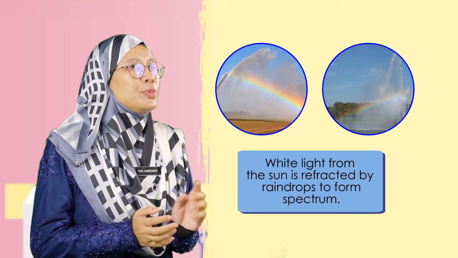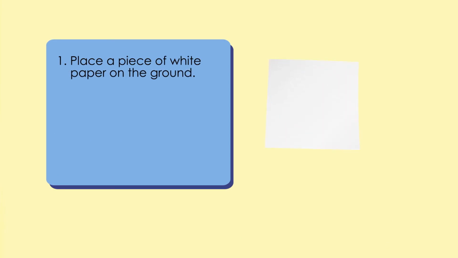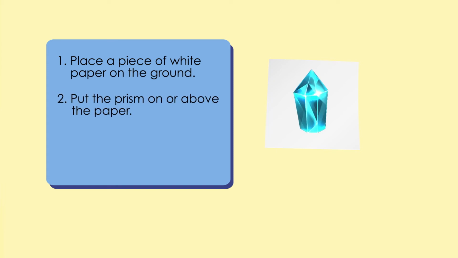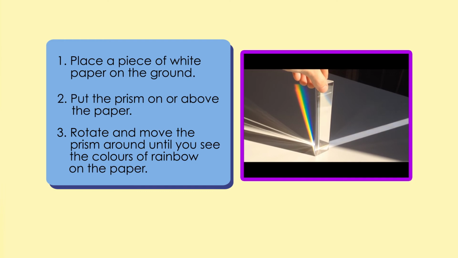Rainbows are really beautiful, are they not? Can rainbows be produced at home? Of course they can. Let me show you how this can be done. Place a piece of white paper on the ground under the sunlight. Put the prism on or above the paper. Rotate and move the prism around until you see the colors of a rainbow on the paper.